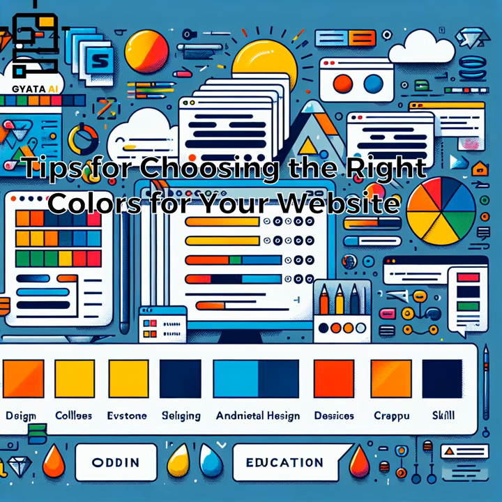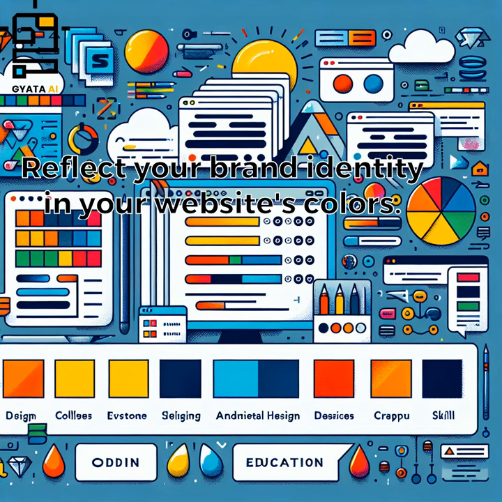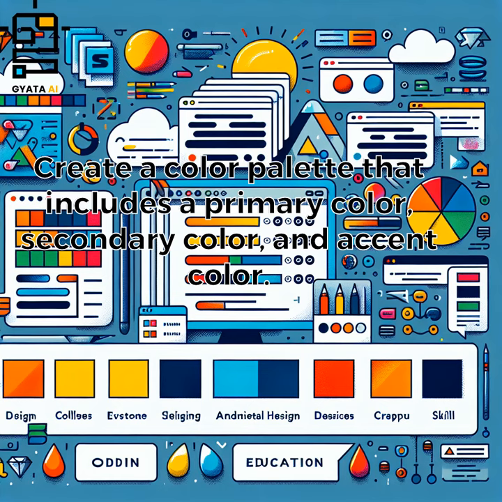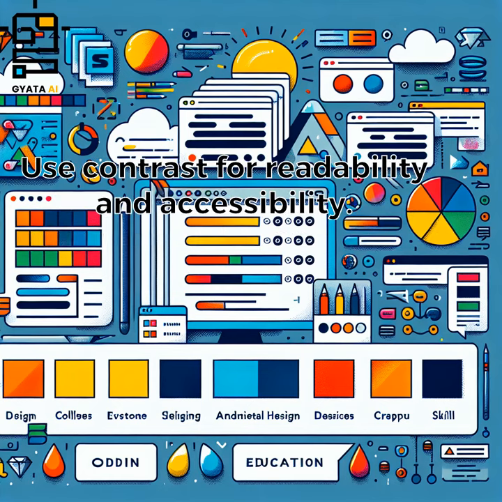Tips for choosing the right colors for your website. Reflect your brand identity in your website's colors. Understand color psychology. Create a color palette that includes a primary color, secondary color, and accent color. Use contrast for readability and accessibility.